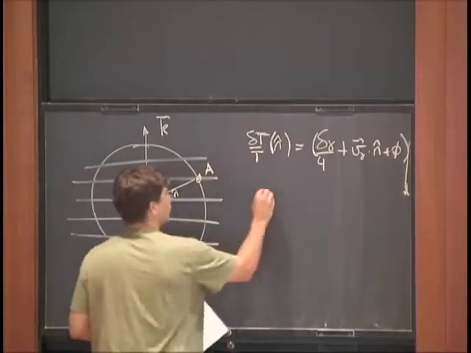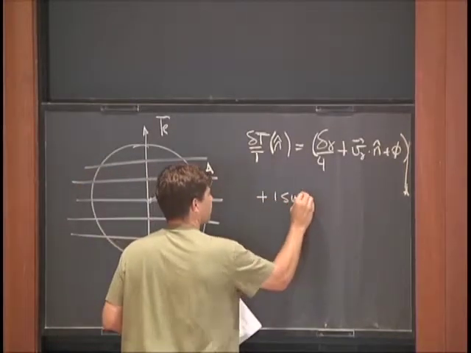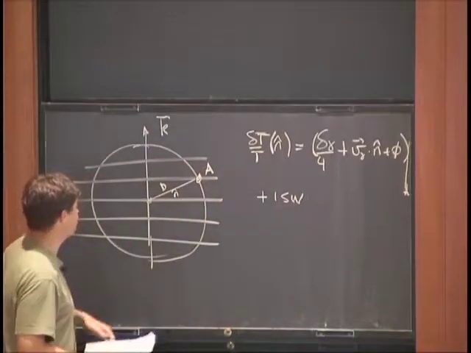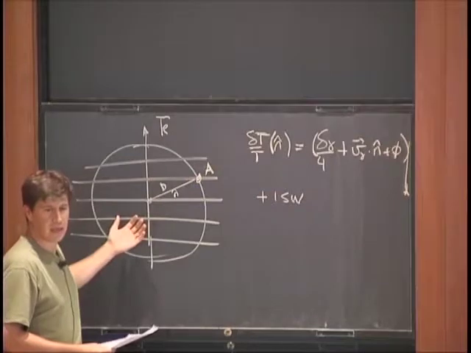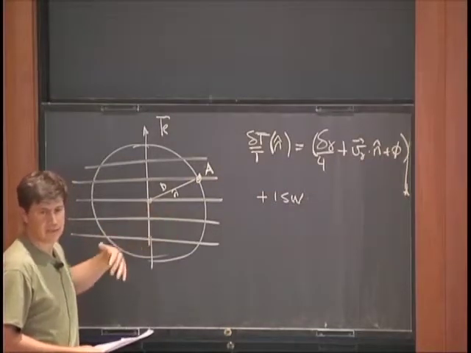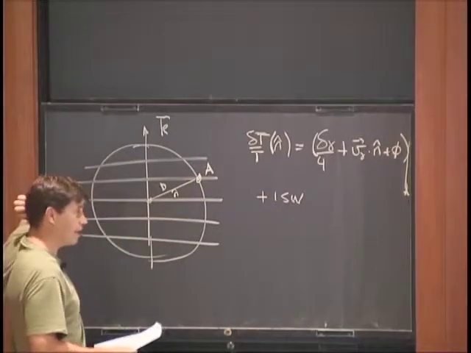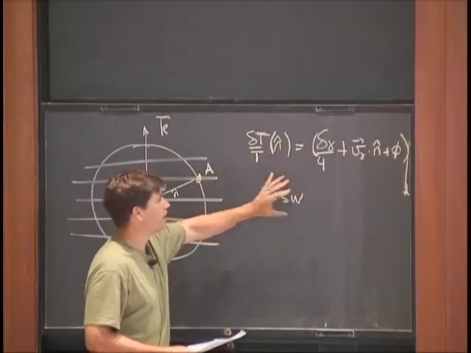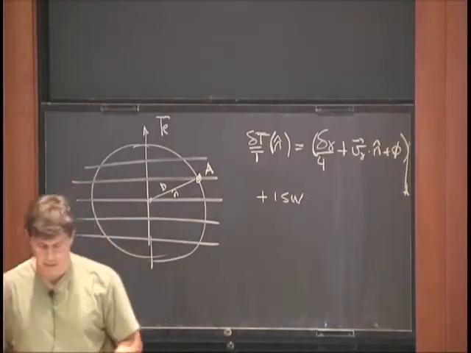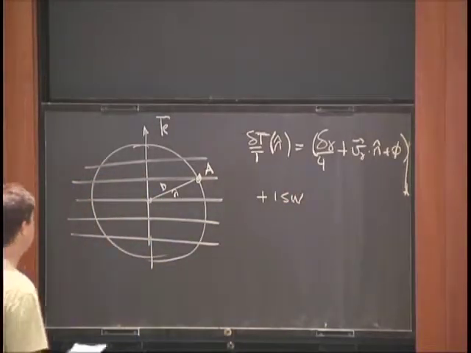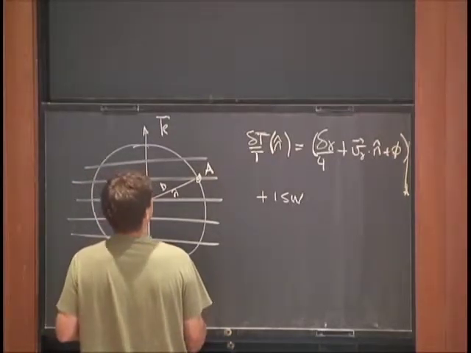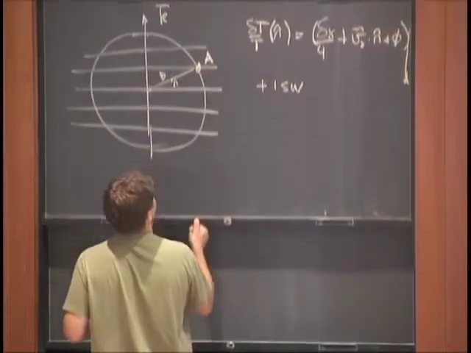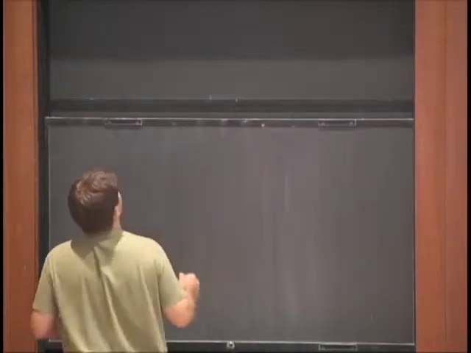And there's also ISW effects, which I will not discuss very much in these lectures, that have to do with if there is a time-dependent gravitational potential along the line of sight, photons get redshifted or blue-shifted, and that can add to the anisotropies. This is an effect that is only important on large angular scales, and I will not talk much about it. So that's point number one.